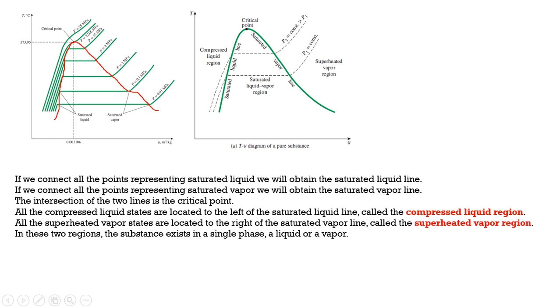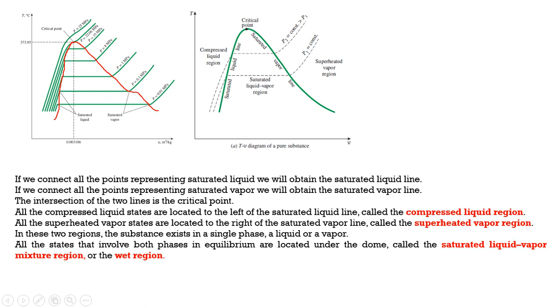So during the phase change process only, it is a mixture of the two phases. All the states that involve both phases in equilibrium are located under the dome. That is called the saturated liquid-vapor mixture region, also known as the wet region. You can get this dome-shaped structure if you connect all the saturated liquid points and all the saturated vapor points.